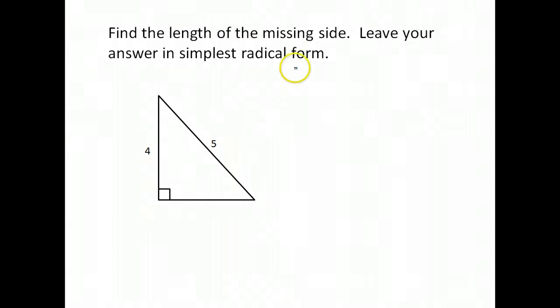Okay, find the length of the missing side. Leave your answer in simplest radical form. Once again, we notice we have a right triangle. We know two of the three sides. So we write down the Pythagorean theorem that a squared plus b squared equals c squared. Make sure you know which parts you have. Across from a right angle is the hypotenuse, that longest side. So that would make this a leg and this a leg.